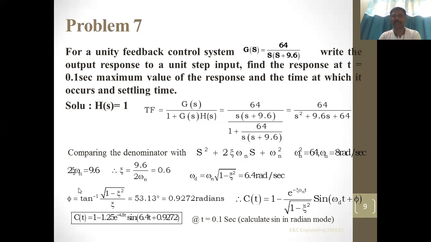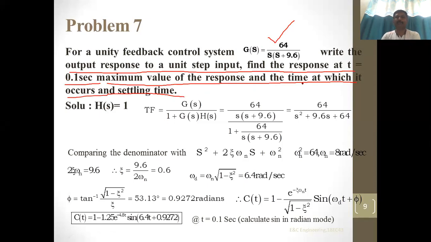This is quite different when compared with the other problems we had taken so far. Now, for a unity feedback control system, G of s is given. What are we supposed to do? We need to write the output response for a unit step input, and find the response at t equal to 0.1 second, the maximum value of the response, and the time at which it occurs. The time at which it occurs is Tp.